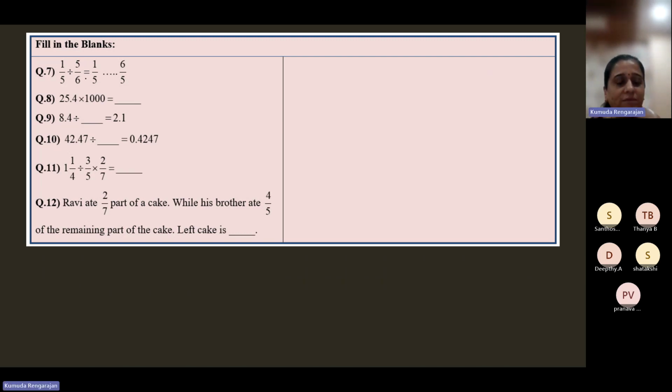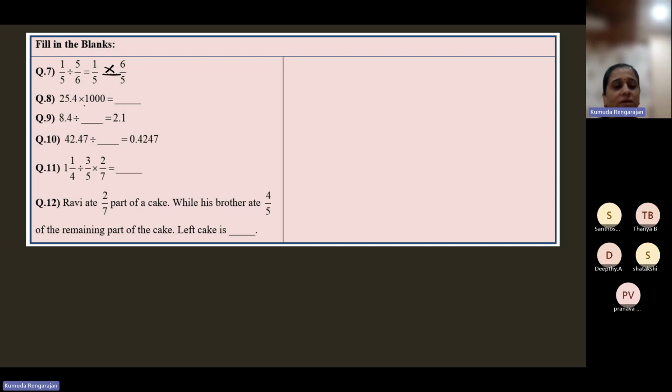1 by 5 divided by 5 by 6 is equal to 1 by 5 dash 6 by 5. Multiply sign, correct. Because division becomes multiplication and you have to write the reciprocal of 5 by 6, which is 6 by 5. So in the dash, we have the multiplication operation. In the dash, you just have to put the multiplication symbol.